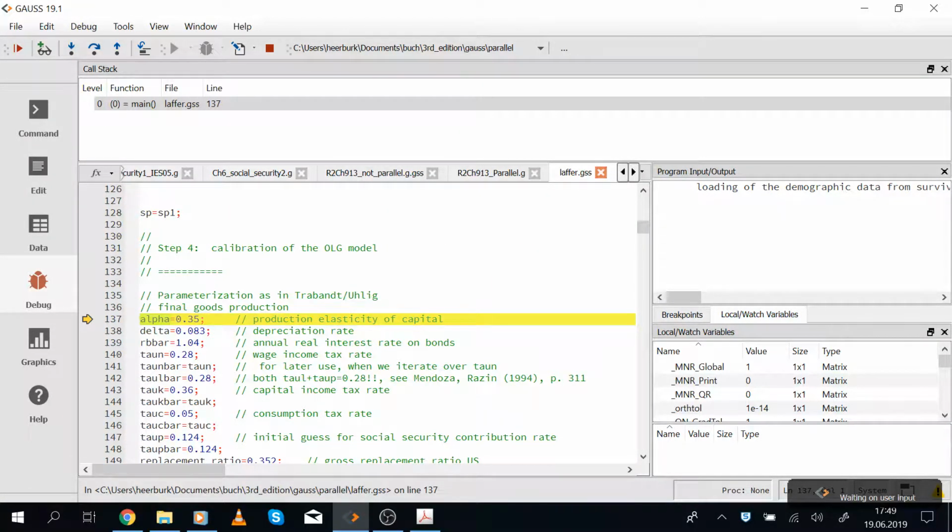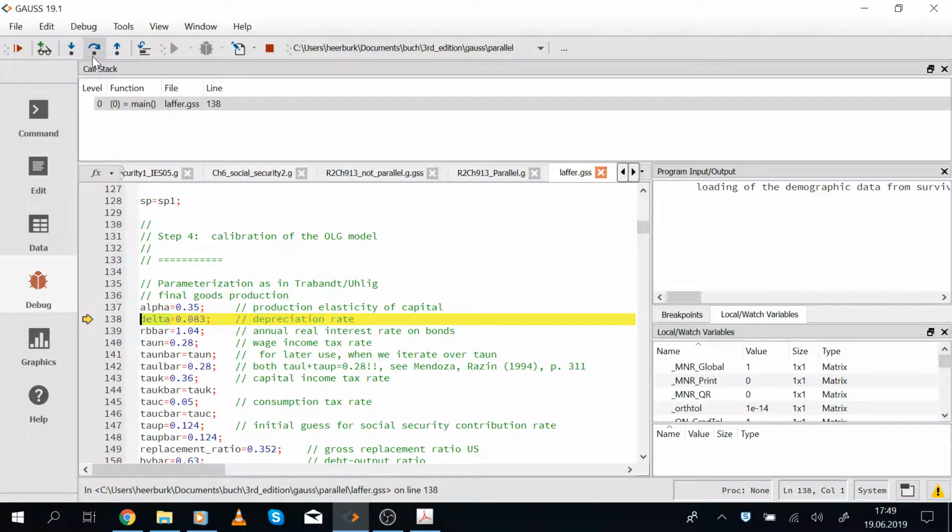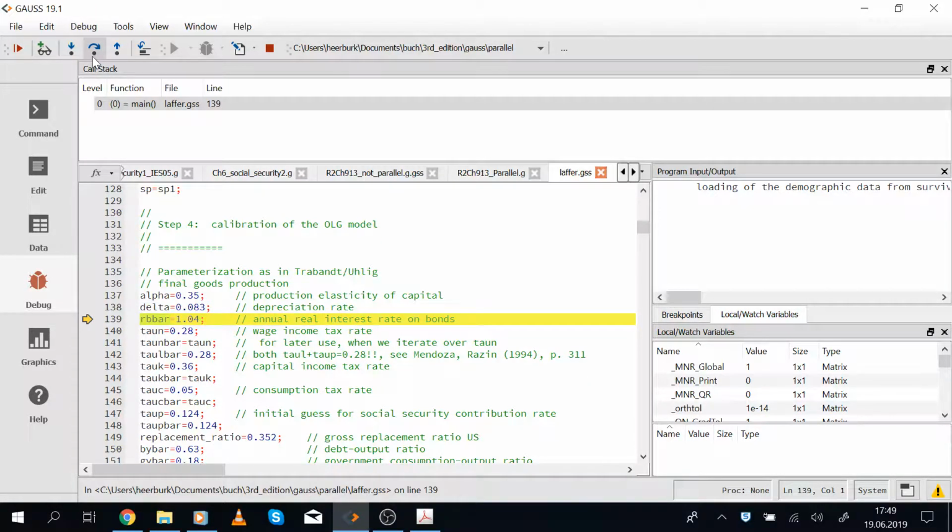We save our survival probability in the variable SP. This concludes step number 3. Now let's get to step number 4, where we enter the calibration. So we take the parameters from Trabant and Ulich, alpha for the production elasticity of capital, delta for the depreciation rate. We will set beta so that the government bond return is 4%.